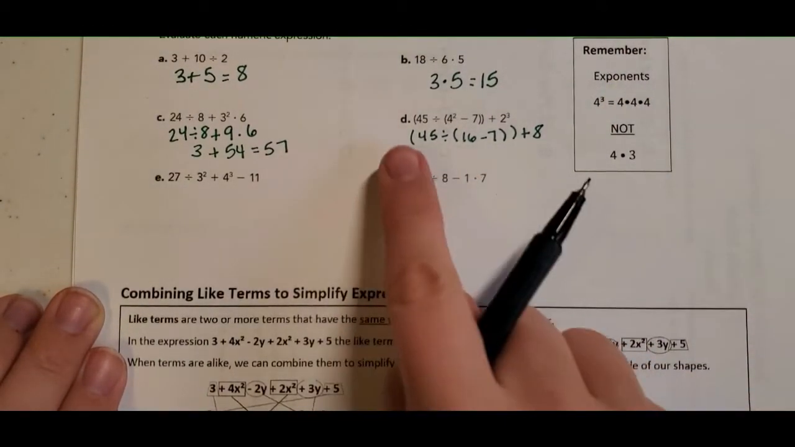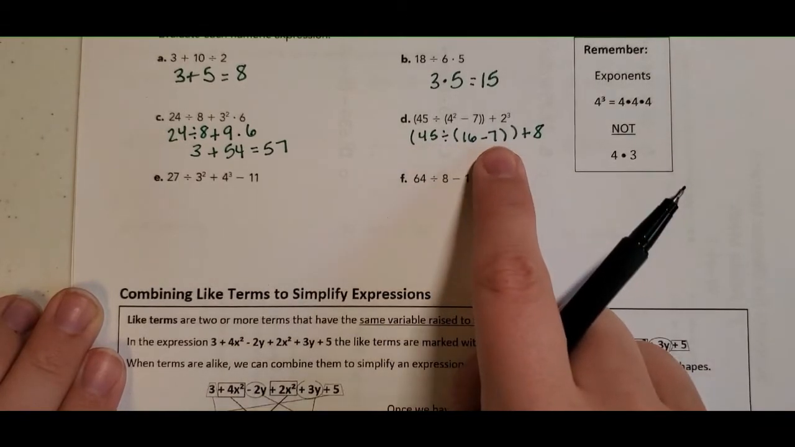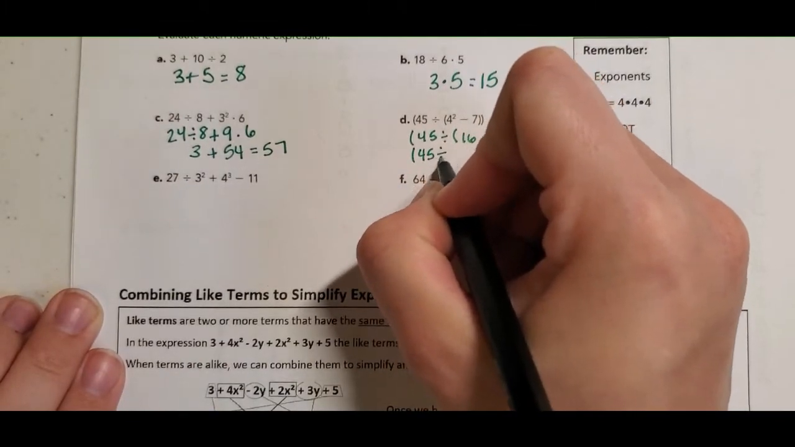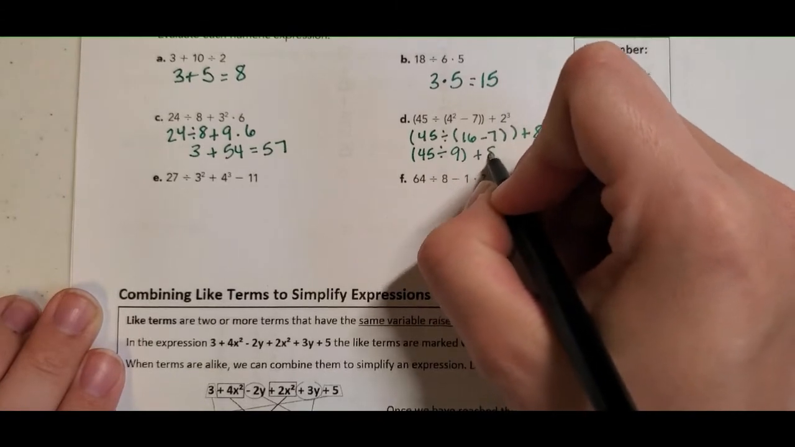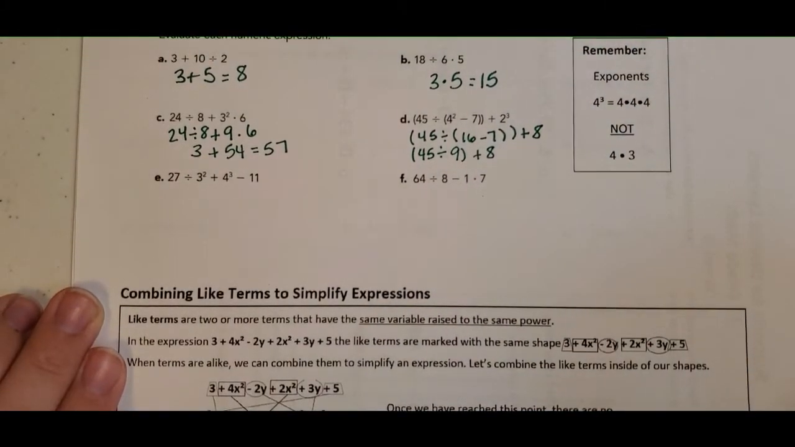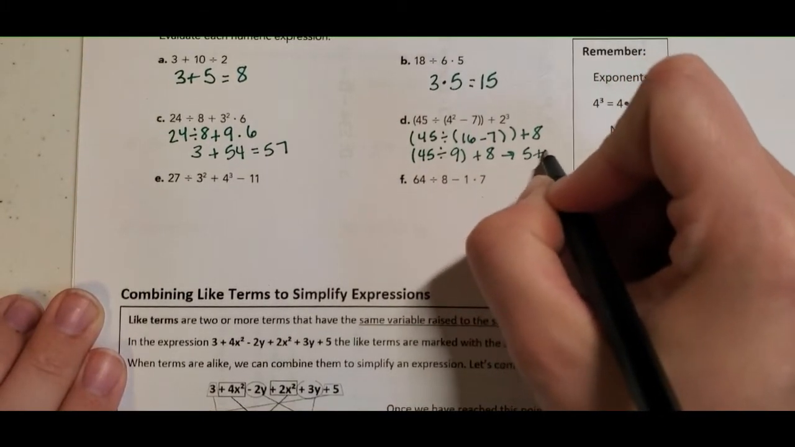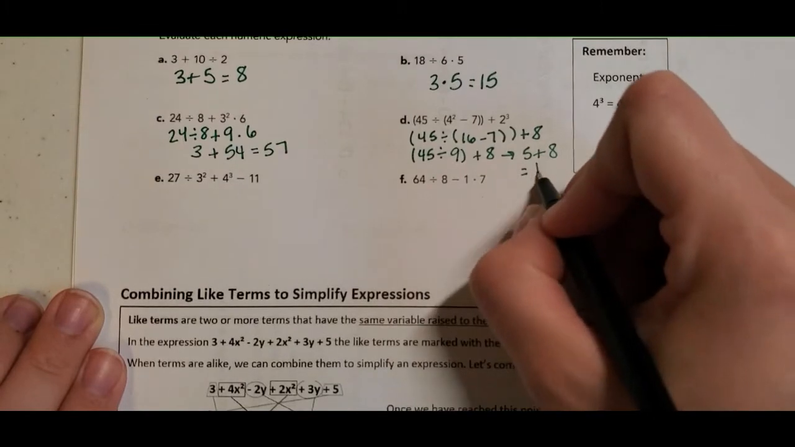So now I need to do parentheses. I can't do division yet until I do 16 minus 7. So I have 45 divided by 9, plus 8. Now 45 divided by 9 is 5. So now I have 5 plus 8, and 5 plus 8 is 13.